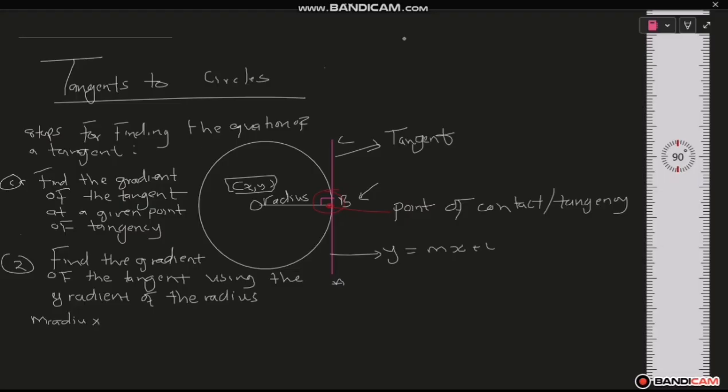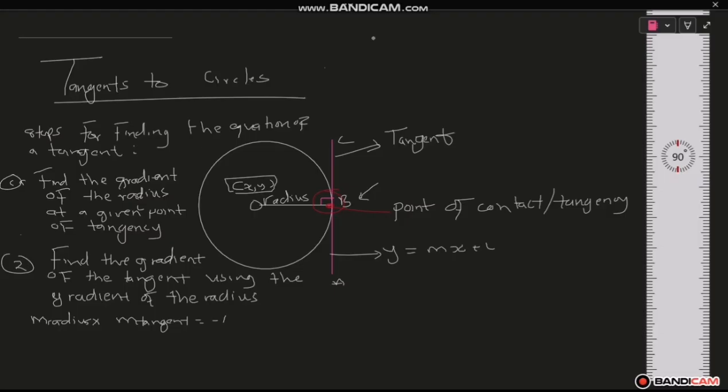It is m radius, the gradient of the radius, times the gradient of the tangent, equals -1. When you multiply them, they must give you -1, meaning that the radius is perpendicular to the tangent. So in the first step, you find the gradient of the radius, not the gradient of the tangent. The gradient of the tangent is the second step.